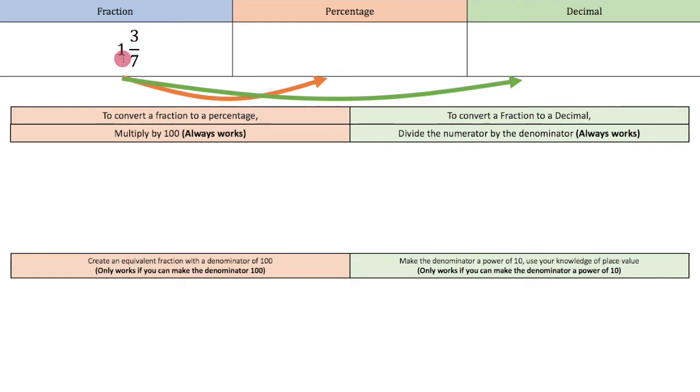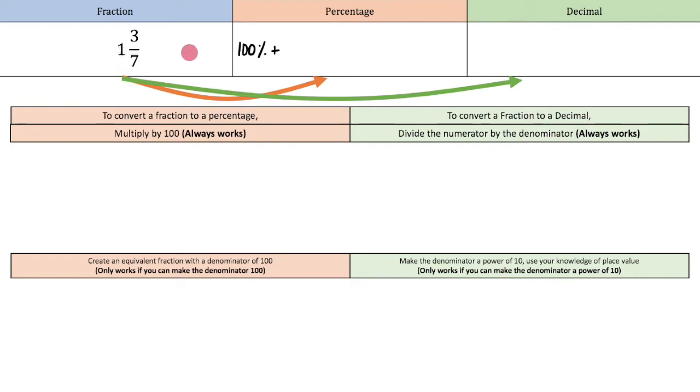And as you can see, this is a little bit different because we have a mixed number that we're dealing with. Now, whenever we're turning a mixed number into a percentage or a decimal, what I like to do is to think about it separately. So if I have 1 and 3/7, well, I know that 1 as a percentage is simply 100%. And then I'm going to plus to that whatever 3/7 is as a percentage.